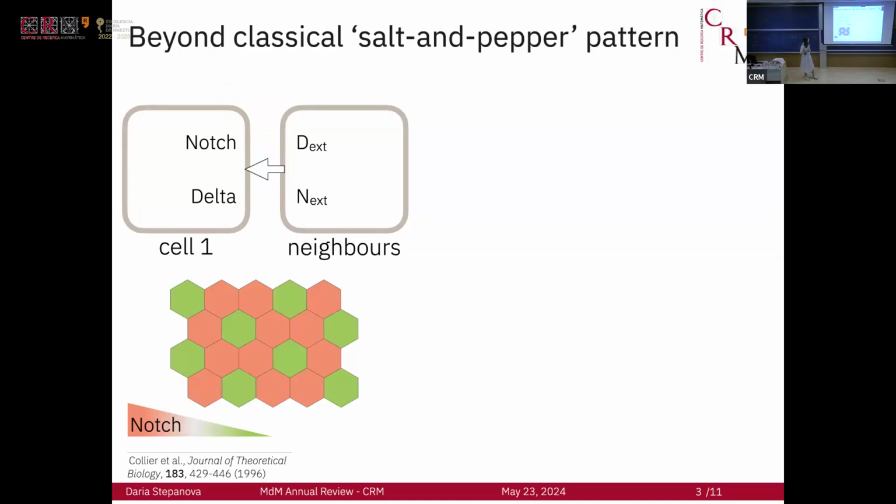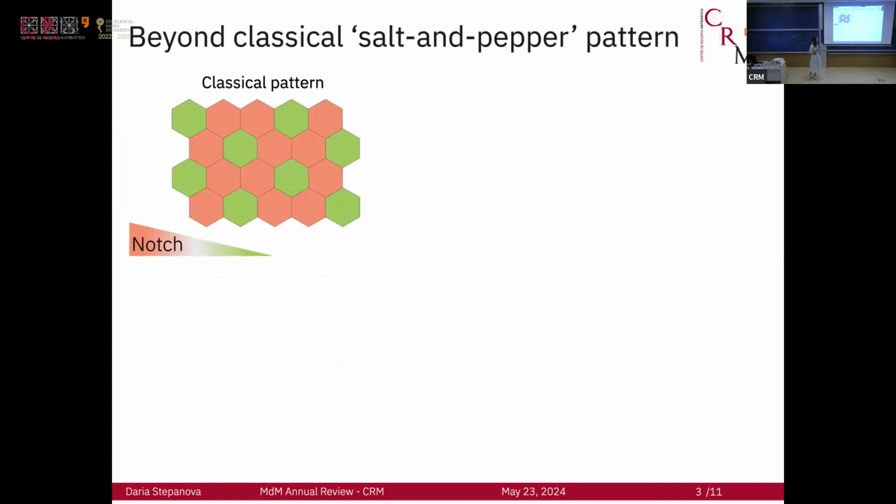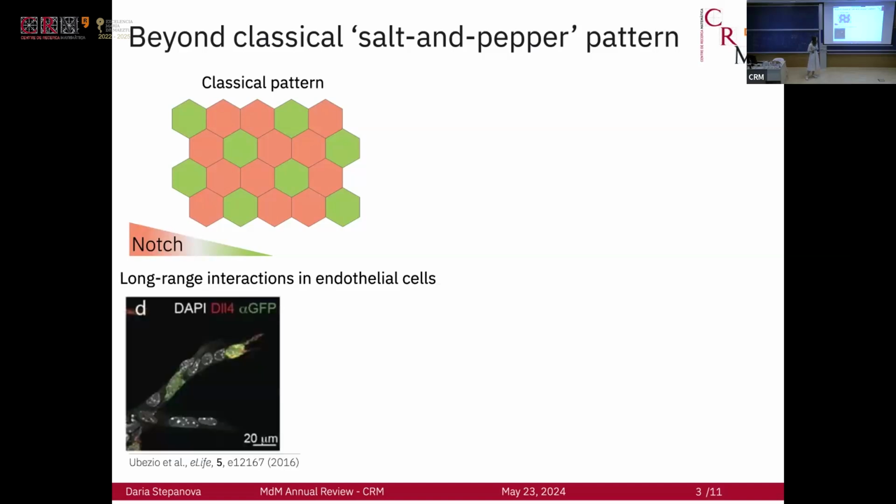Then why do we actually need to go beyond this classical pattern? We can take a look at what goes on in the different biological systems that I presented before. Firstly, interactions in endothelial cells are characterized by longer range connections. So we can take a look at this experimental image. This is a small sprout, a blood vessel growing. And this red and green color are actually the same marker, they express the same thing.